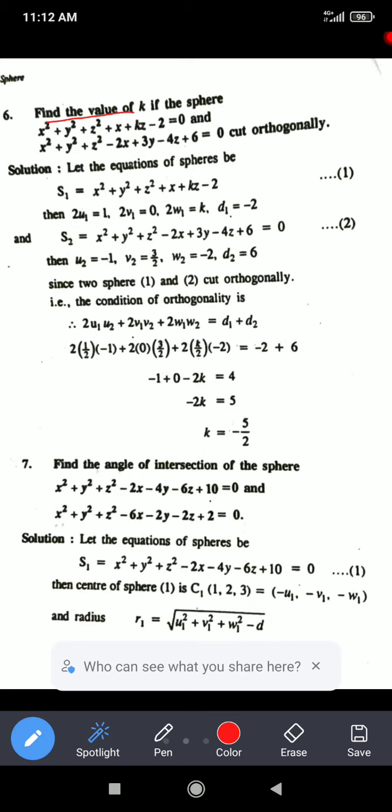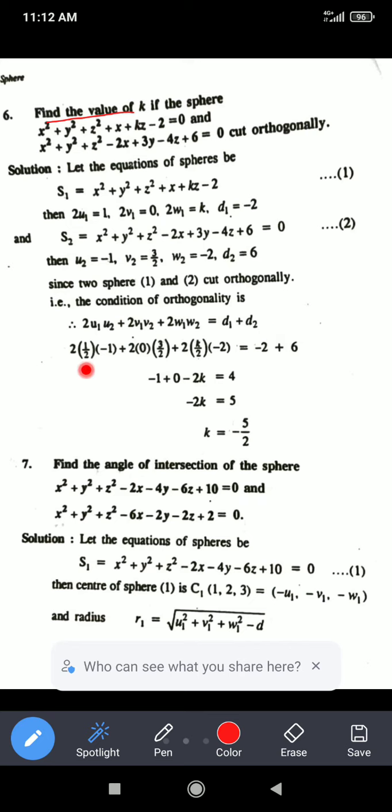Now, since equations 1 and 2 cut orthogonally, we use the condition of orthogonality. The orthogonality condition is like that: 2u1u2 plus 2v1v2 plus 2w1w2 is equal to d1 plus d2. Remember, that is the formula for orthogonality. Now substitute the values of u1, u2, v1, v2 and w1, w2 in this equation. We know that d1 is minus 2 and d2 is plus 6.